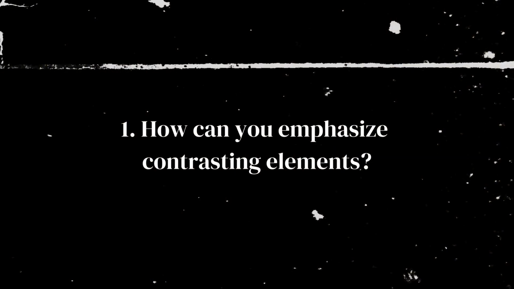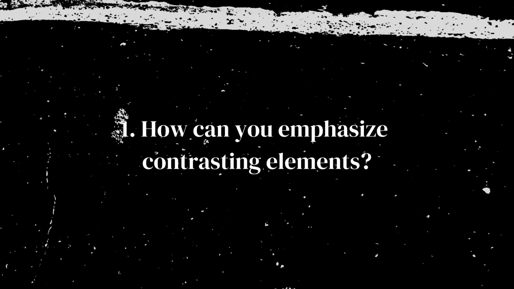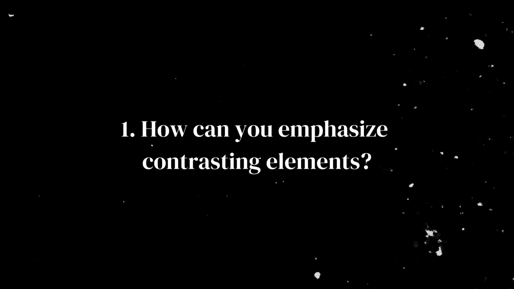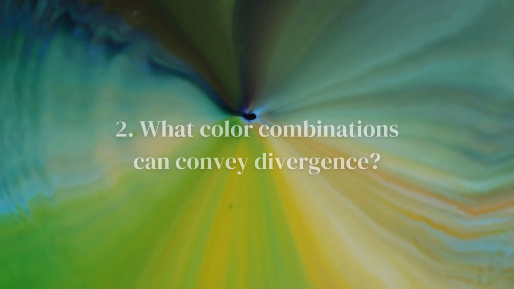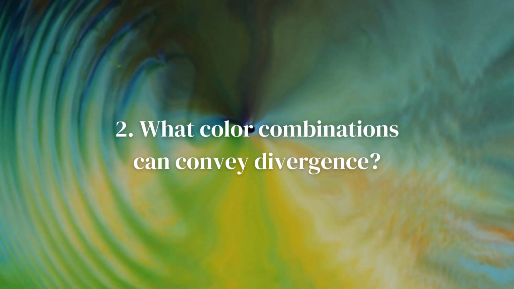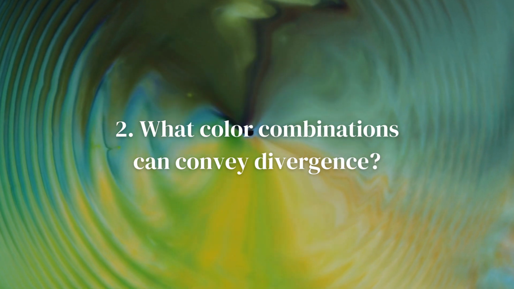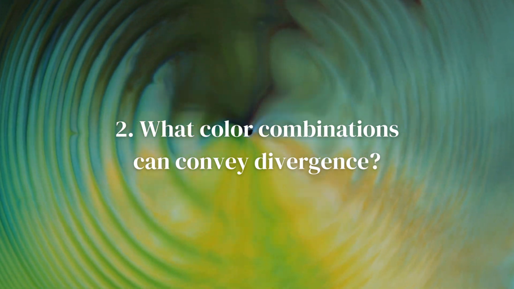The first question is, how can you emphasize contrasting elements? To do this, we could use opposing shapes, colors, or textures to emphasize the separation and create a sense of tension. Number 2, what color combinations can convey divergence? You could pair warm and cool colors, contrasting shades, or sudden transitions between hues so that you could create this visual conflict and enhance that sense of divergence.